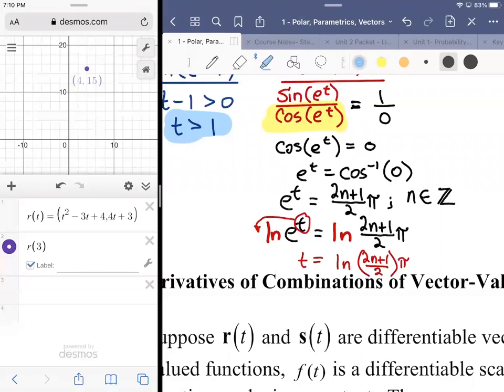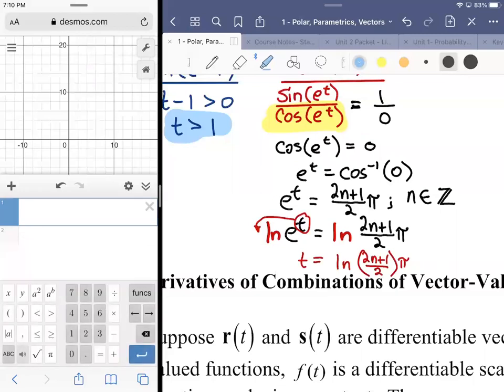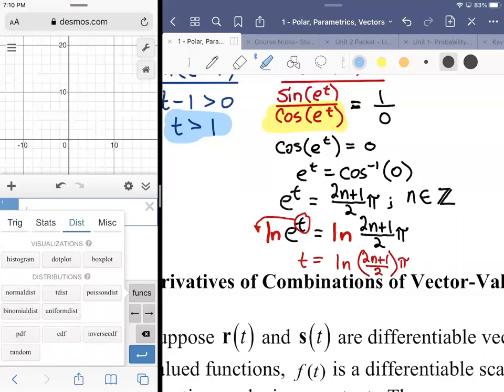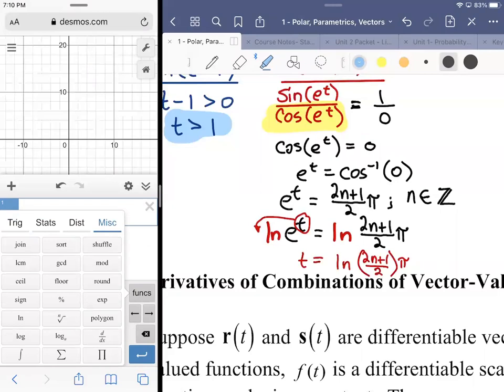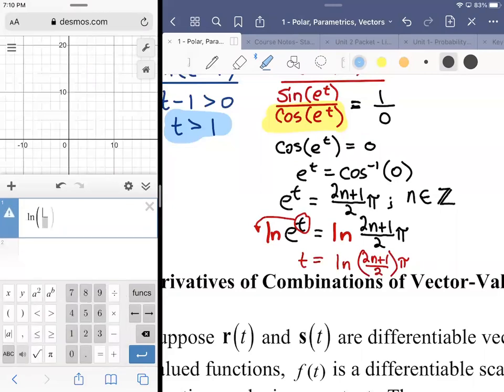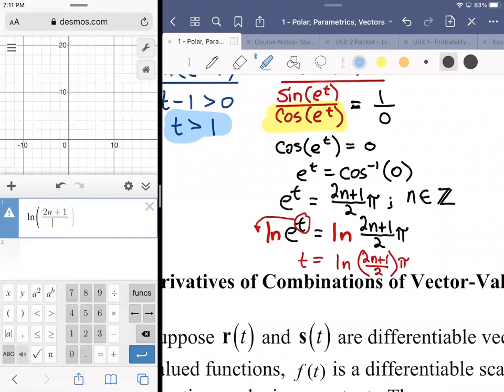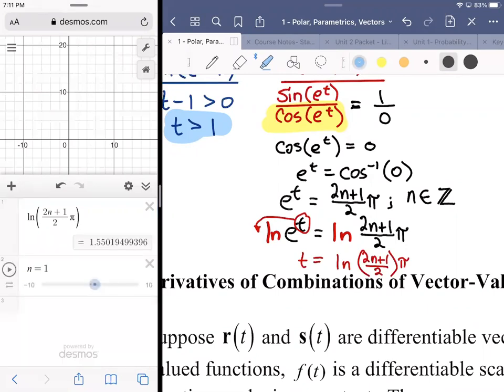So what I would want to do is go into my Desmos calculator. I type in the natural log. I go into my functions. I've got to look for it. If I don't find it, I just start typing it. I got ln, fraction, 2n plus 1 over, oh, I'm sorry, over 2 pi. Now that pi is contained within the natural log, so I don't want to screw that part up. So let me just pop it in there, and then I'll throw in a slider here.